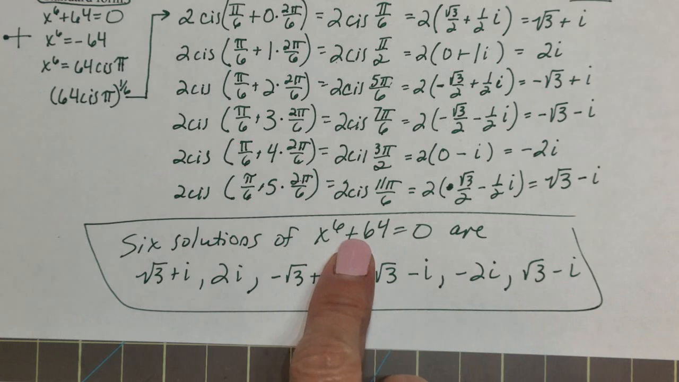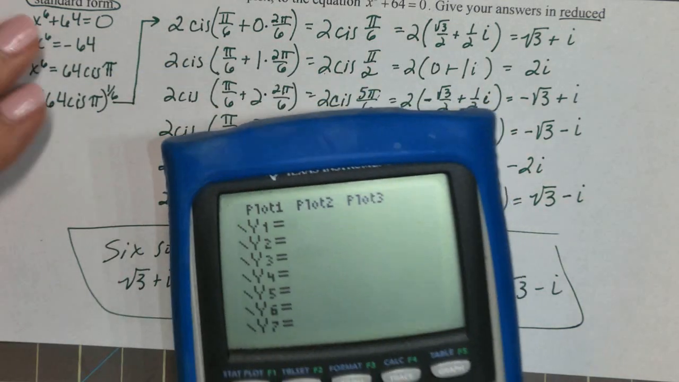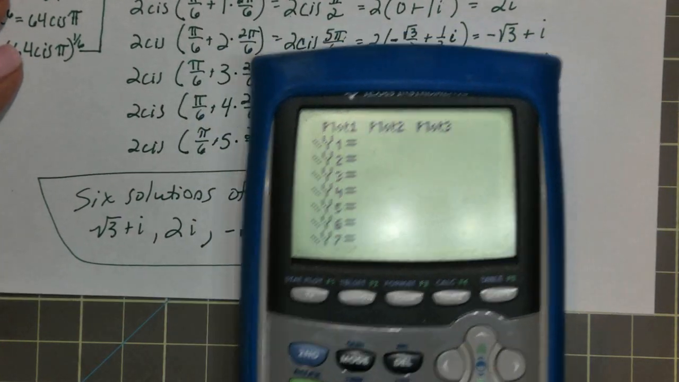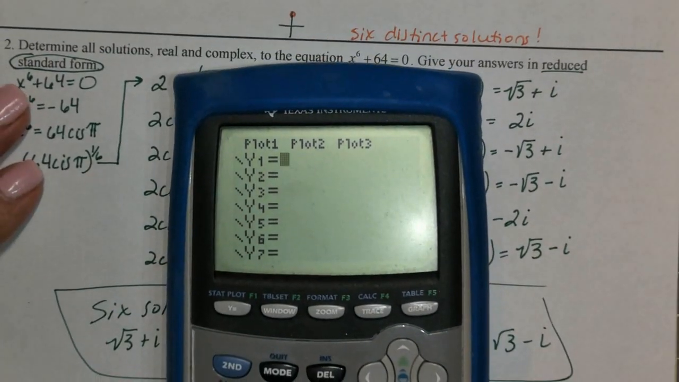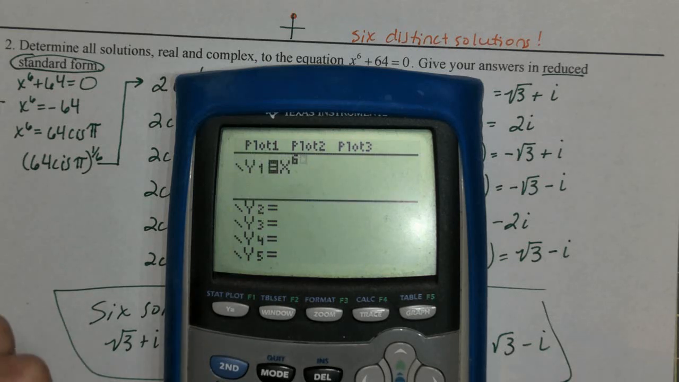What would happen if we graphed that, you guys? What would happen if we graphed that? Let me pull out my... I didn't bring home my colored graphing calculator, but I do have this one. Let's graph that and see what it looks like. X to the 6th plus 64. Oops.